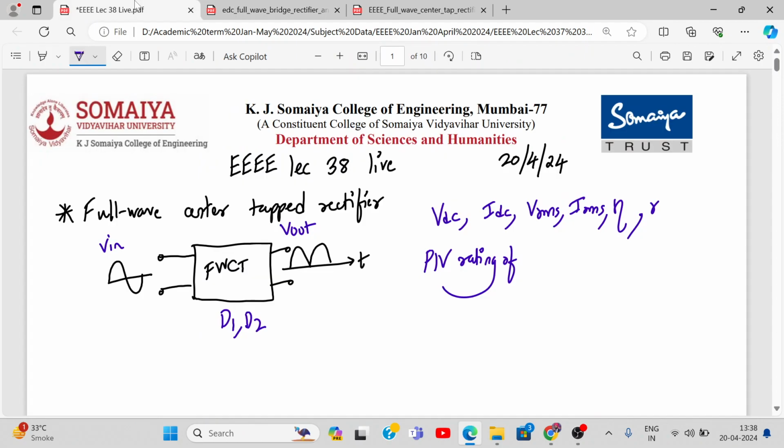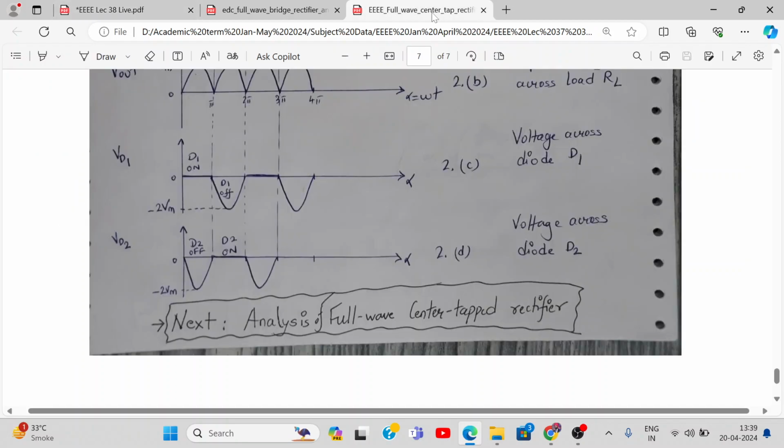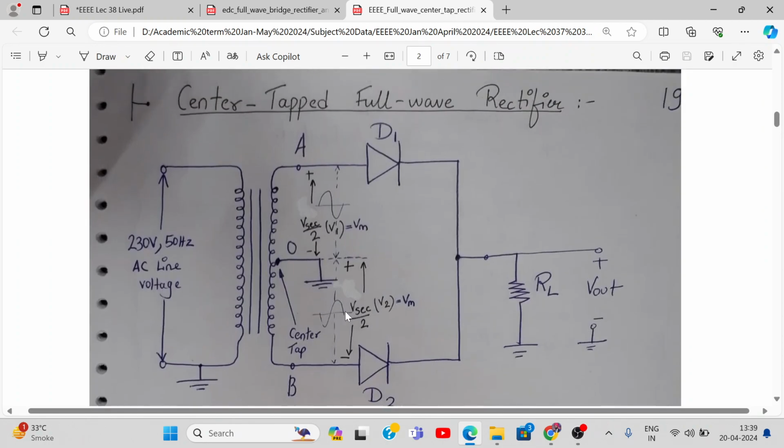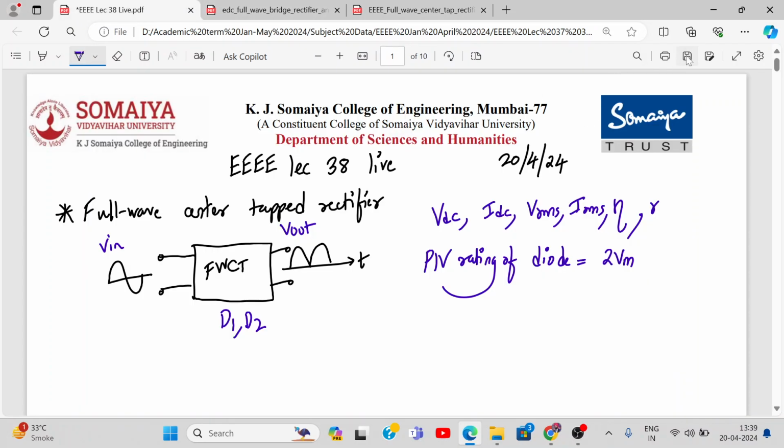So that correction we have to make. Rest everything is fine. The PIV rating of the diode will be 2 VM, only in the case of center tap. Why is it so? Because across the secondary the voltage is divided into V secondary by 2, V secondary by 2. Whenever one diode is off, the V secondary voltage appears across it, which is twice VM. Understood this? This is one correction we have to make.